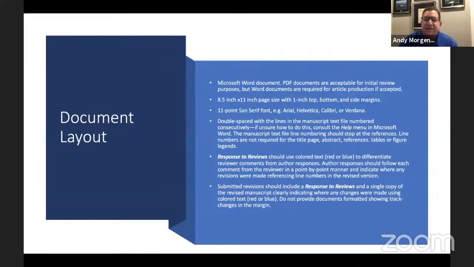Responses to reviews have to be done in colored text. Submitted revisions should include a response to reviews and a single copy of the revised manuscript. They're looking for changes to be made specifically in red or blue in color. And so my point here is that this is not a process that you get done in a day. This is an important process, but it has to be done in a specific manner for submission.